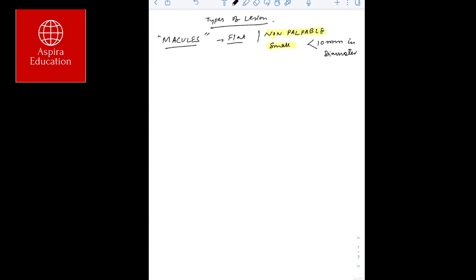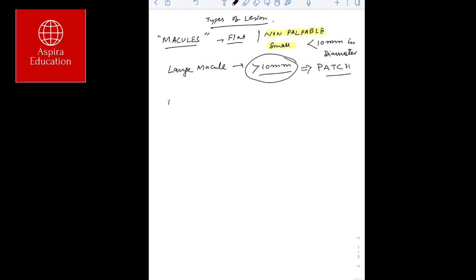Now, can a macule be large? Yes, large macules are also present. However, they have a different name: a large macule is known as a patch. A patch will also be non-palpable, but a patch will be more than 10 millimeter. Some lesions in psoriasis can be a patch.